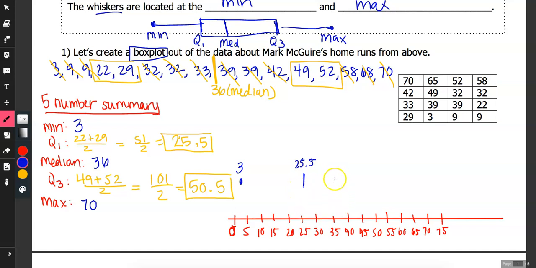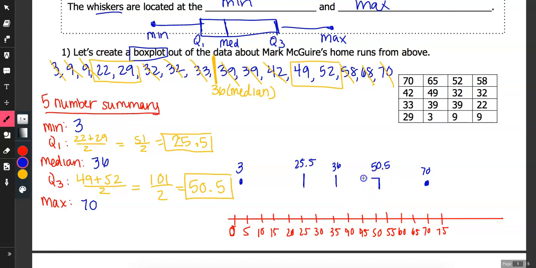The median, I put a vertical line. The Q3, I put a vertical line. And then the max gets a dot. Now, if you put a vertical line for all of them, it's really fine. This is just most common, but it's not a big deal. But the important part is where the box goes.